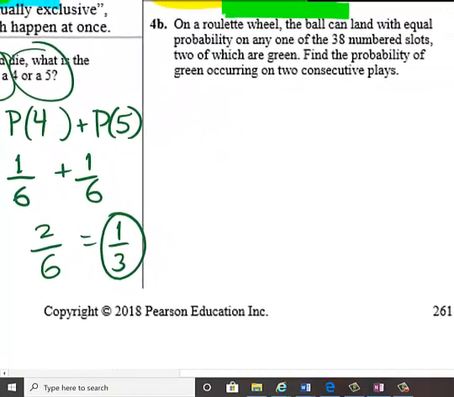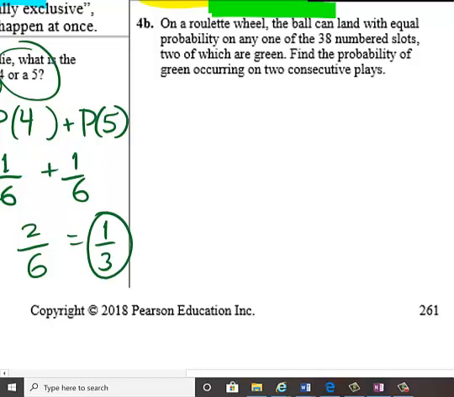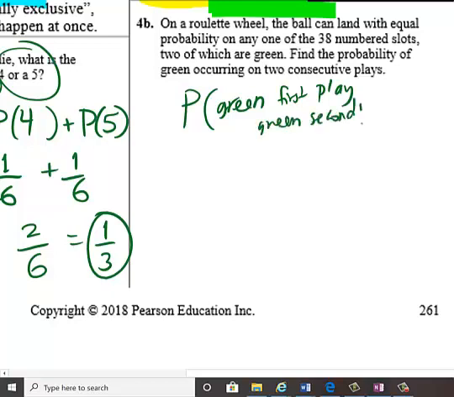All right, this next one says, on a roulette wheel, the ball can land with equal probability on any one of the 38 numbered slots, 2 of which are green. Find the probability of green occurring on 2 consecutive plays. They didn't say the word and or or, but it's like I want green for the first play. Does it sound like you want green for the second play? Is it like, oh, I'll take green for one or the other, or do I have to have green for both? So they want them on both, so I think it's an and. I need green to occur on the first play and on the second play.